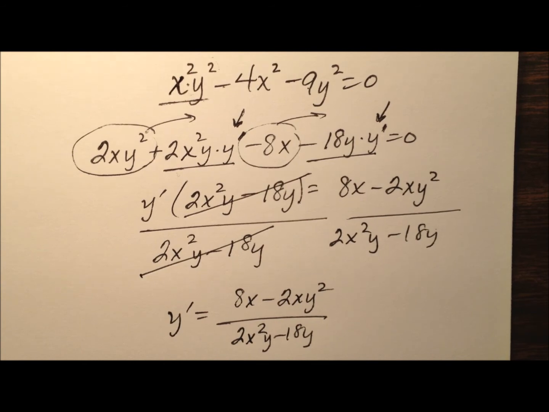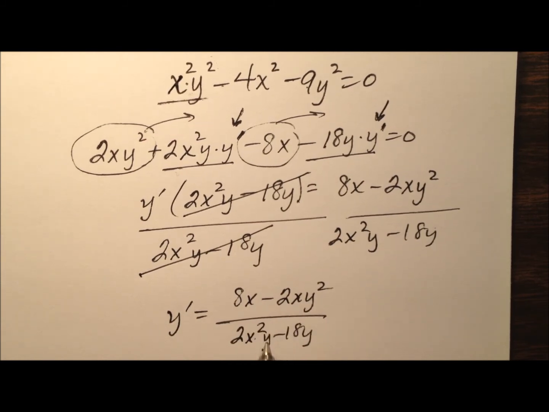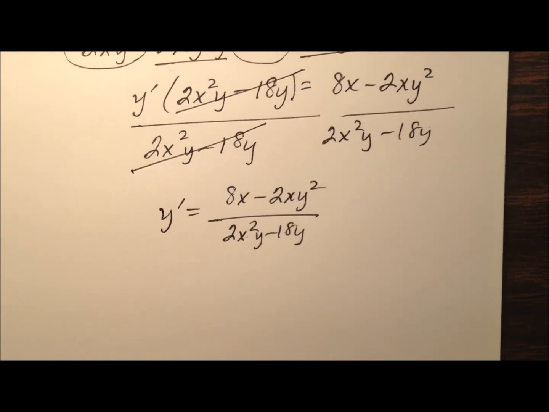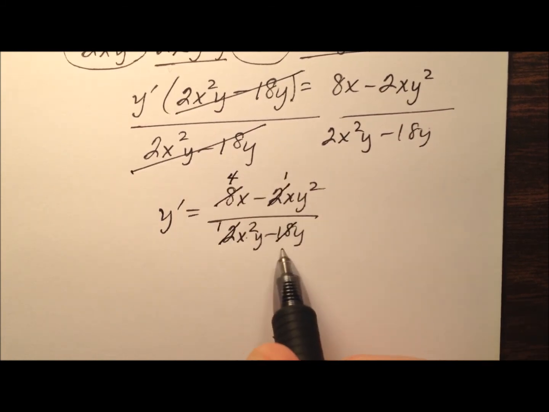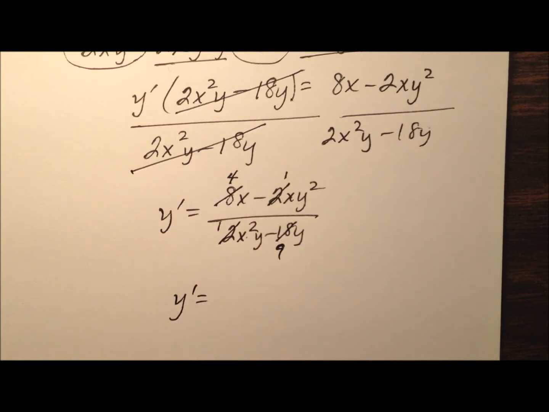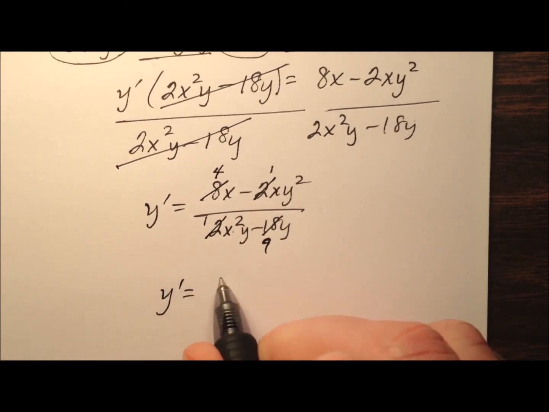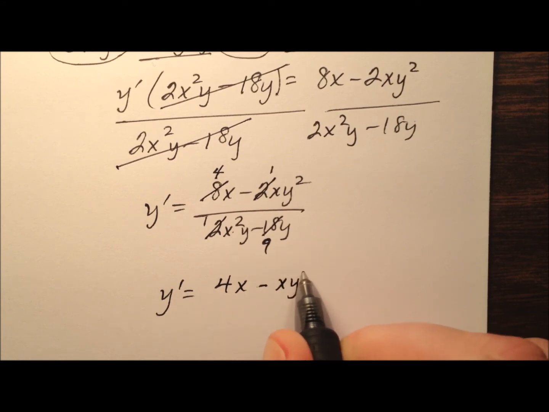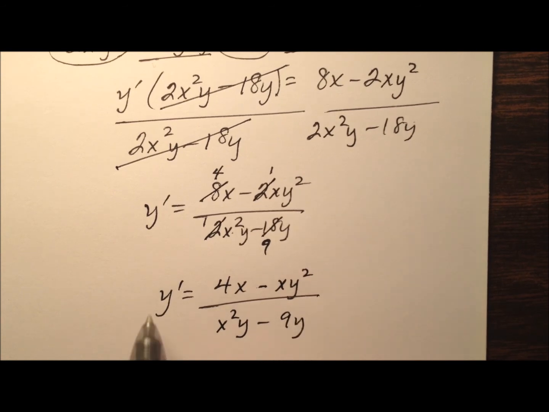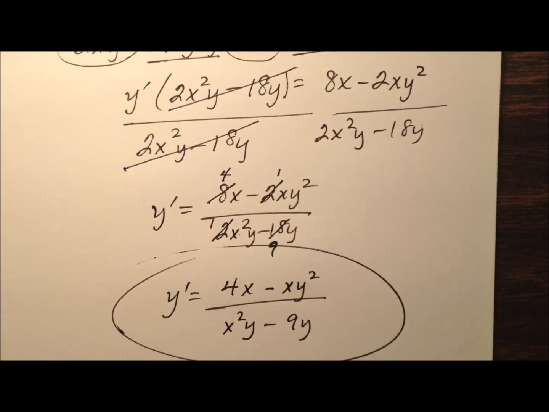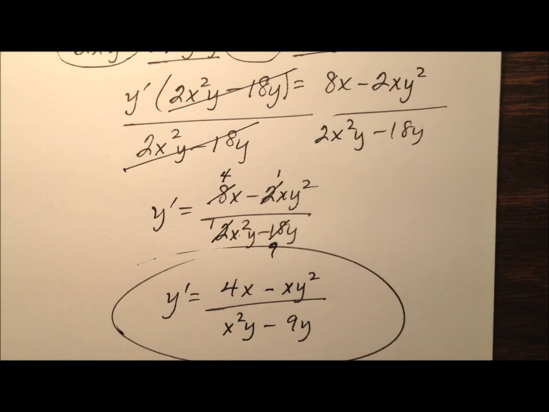Well, looking at this, is there anything that's common to every single term that I can cancel? Well, x, oh, but no x here and no y here. But it does look like the coefficients are all even. So let's go ahead and factor a 2 out. So it'll make this a 4, this a 1, this a 1, and this a 9. So we can rewrite my derivative here: (4x minus xy squared) over (x squared y minus 9y). And using implicit differentiation, here's what this derivative is going to look like.